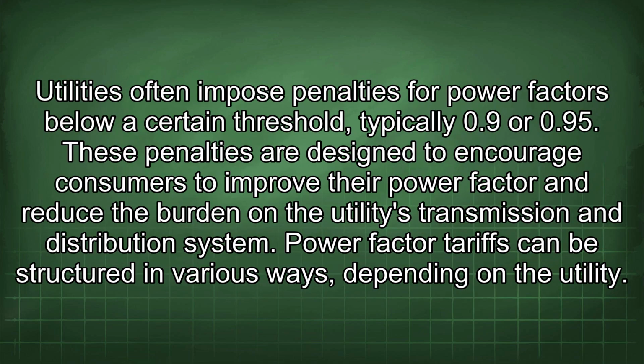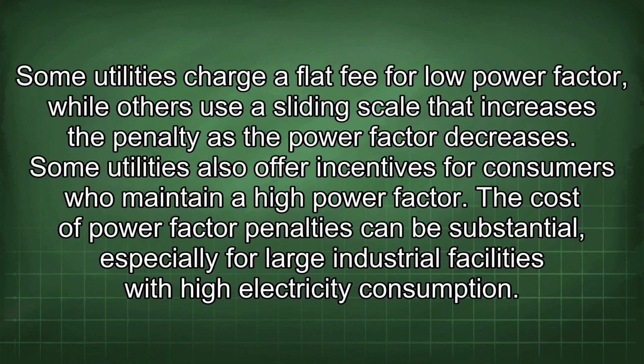Utilities often impose penalties for power factors below a certain threshold, typically 0.9 or 0.95. These penalties are designed to encourage consumers to improve their power factor and reduce the burden on the utility's transmission and distribution system. Power factor tariffs can be structured in various ways depending on the utility. Some utilities charge a flat fee for low power factor, while others use a sliding scale that increases the penalty as the power factor decreases.